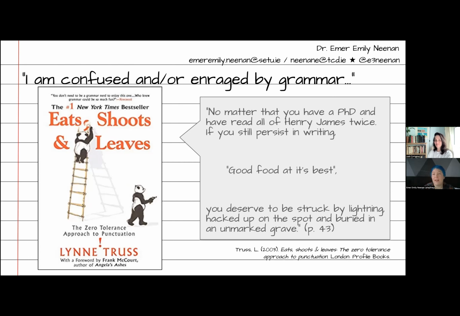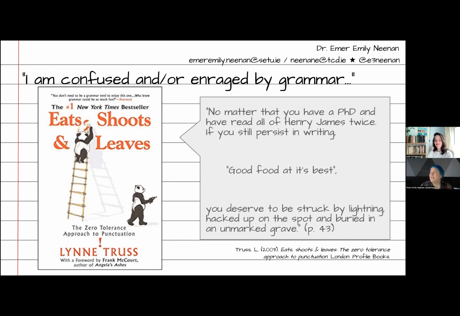prescriptivist way of saying, this is, again, the standard English. This is how English should be or has to be. And if you do something else, you are doing English wrong and you are making a mistake and you are probably stupid. And that is not the way that I prefer to engage with the world. And I don't think it's a very ethical way to engage the world.